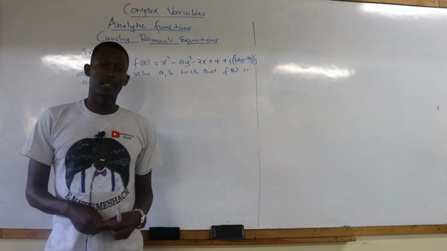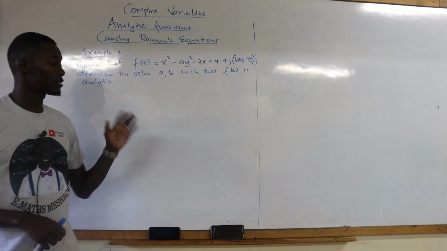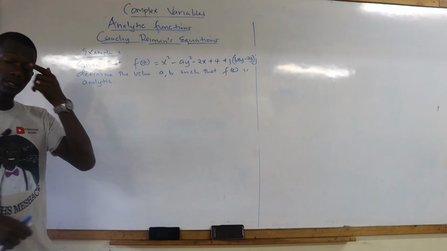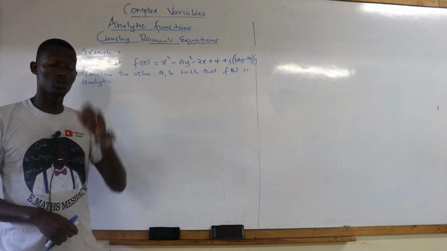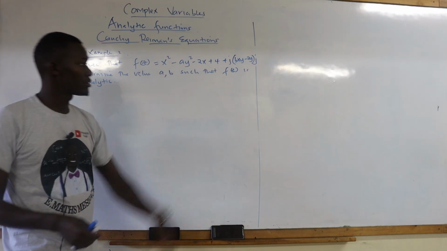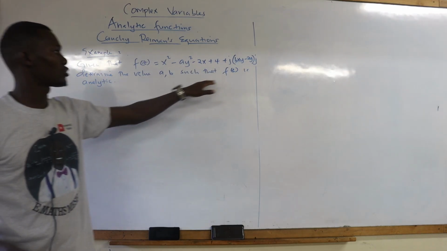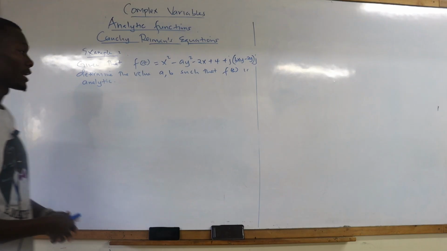Let's now check a second example. Now in this case, and it is very much tested, we're supposed to find the unknown terms that make a function analytic. So given that f(z) is given by that function, you're supposed to determine the value of a and the value of b such that this function, f(z), becomes analytic.